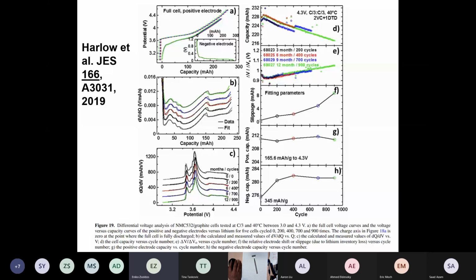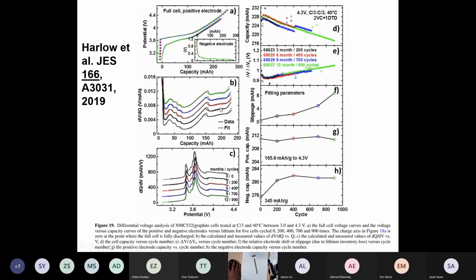Okay, so here's another case study. This is from Jesse's famous paper, and these are some cells that cycled up to 1,000 times over a period of 3, 6, 9, or 12 months. So we have cells by the colors. You can see the 200 cycle cells are black, the 400 cycle cells are red, 700 cycle cells are blue, and the 12-month cells are green.